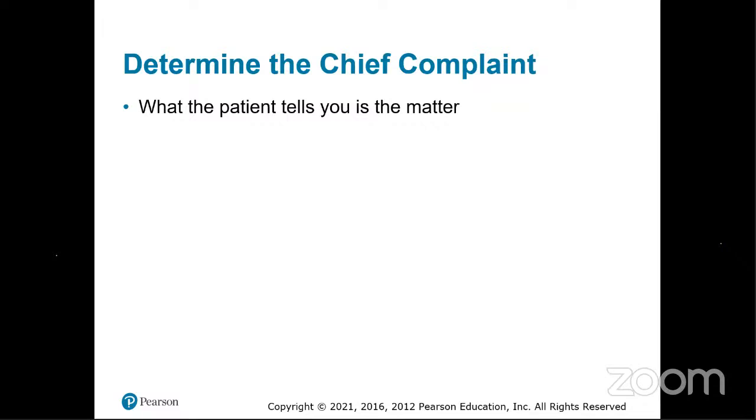So the chief complaint is what the patient tells you is wrong. And remember, that can be different and oftentimes is different from the diagnosis that we come up with. But the chief complaint, the way you'll see it worded in a test question, and you may very well see that in the national and other questions, is that the chief complaint is what the patient tells you is wrong.